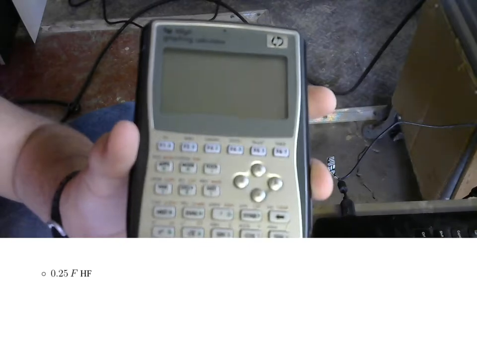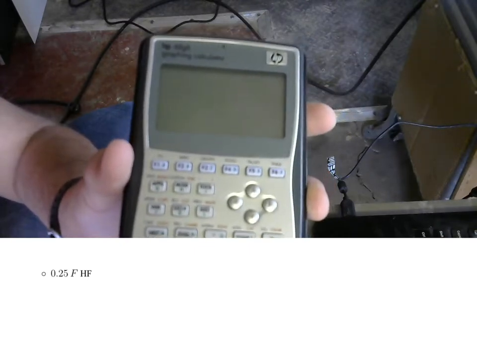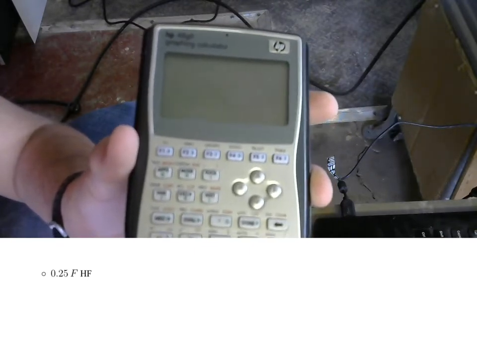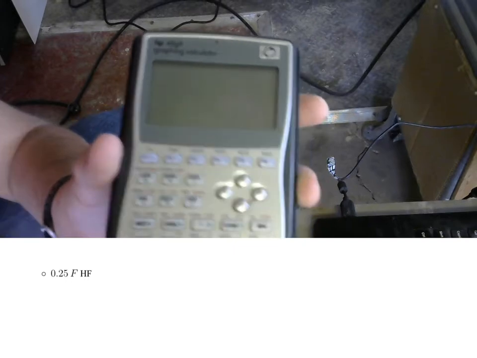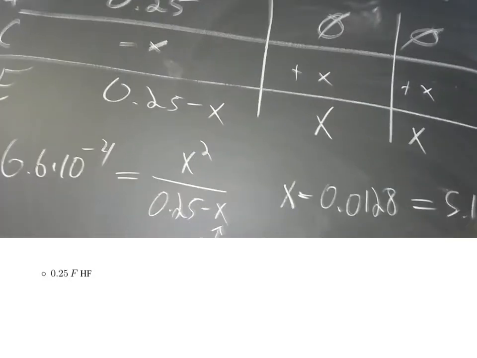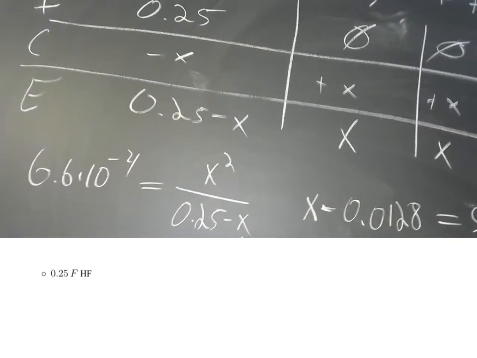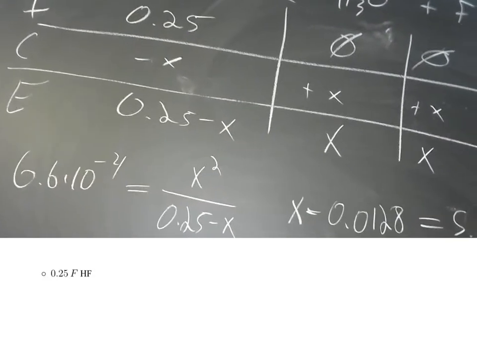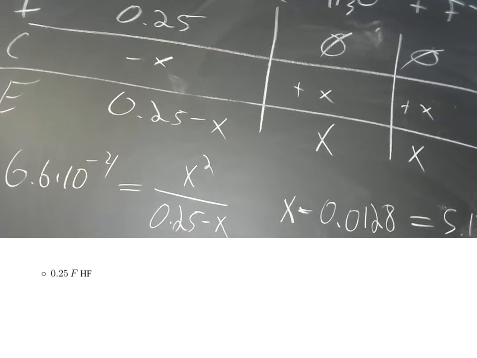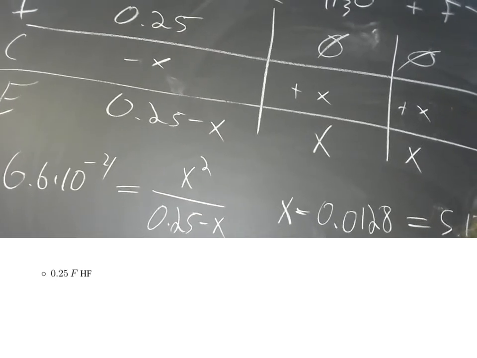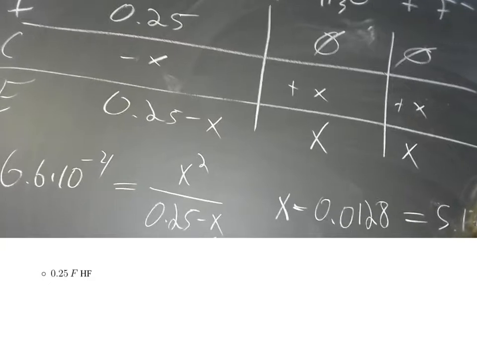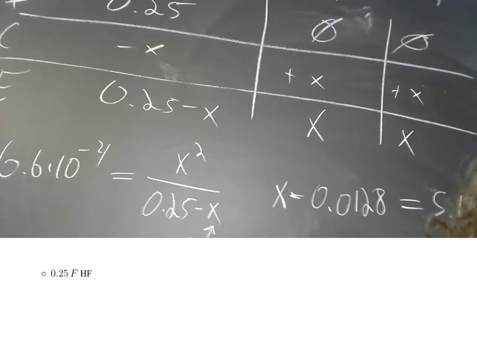What we're going to do is graph both sides of the equation as if it is a line. And the equation, I mean, this is going to give you vertigo, but I'll just quickly point it back at the board. Whoop. Wrong way. Okay. That is the equation. 6.6 times 10 to the negative fourth is one side of the equation. And x squared over 0.25 minus x is the other side of the equation.